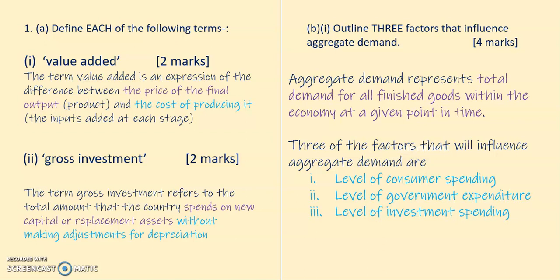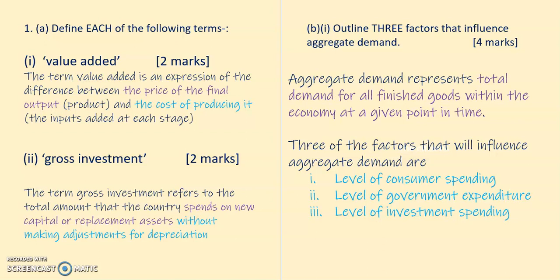So aggregate demand represents the total demand for all finished goods within the economy at a given point in time. And therefore, we can see clearly that the 3 factors that will influence aggregate demand are obviously the level of consumer spending, and that will be impacted by things like the incomes being earned, the change in preferences, the price that you're asked to pay, etc. Right? And then we have the level of government expenditure.